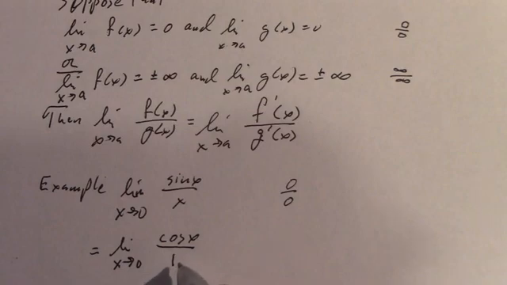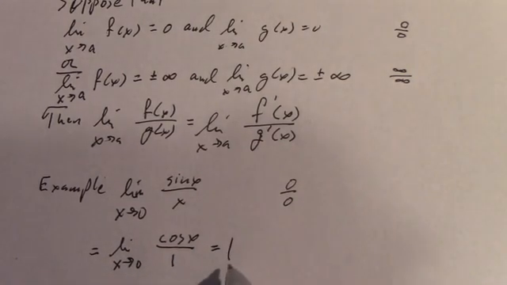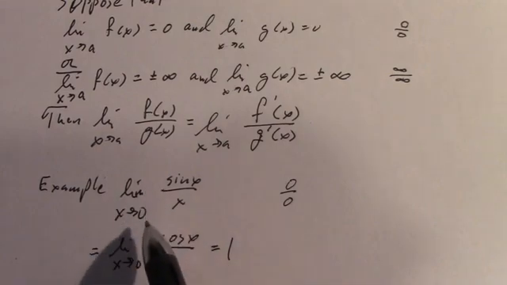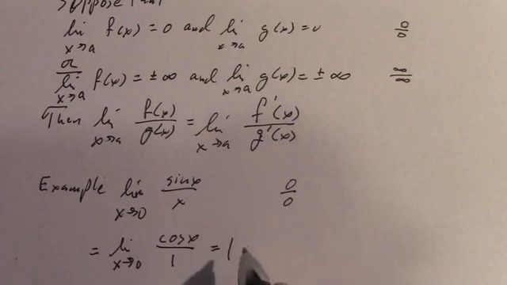Since the bottom is no longer 0, it's tempting just to plug in x equals 0. And when we do, we find that this is equal to 1. And so we get the limit as x goes to 0 of sine x over x is 1, without the lengthy argument. I do have one favor to ask.